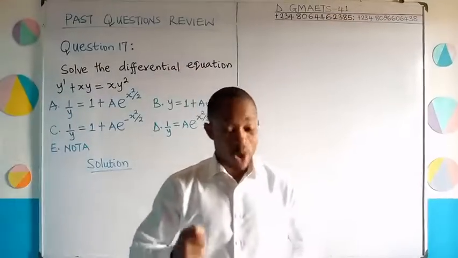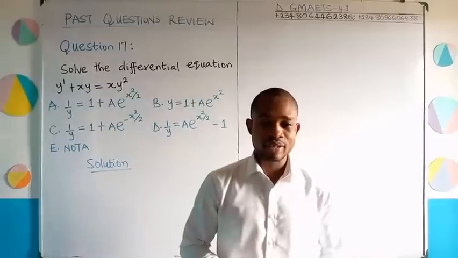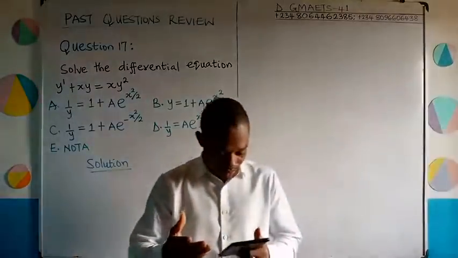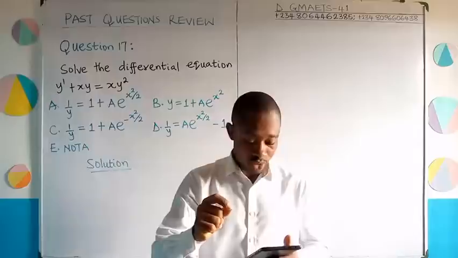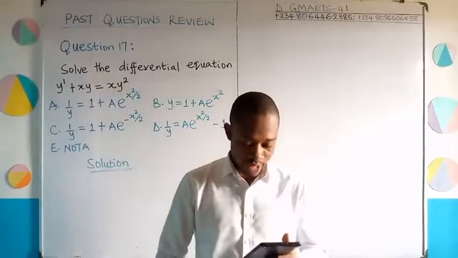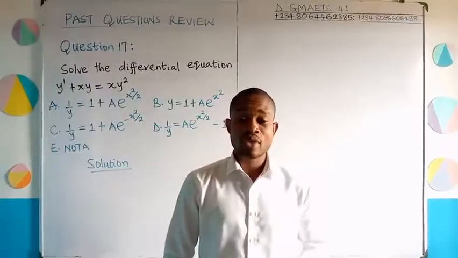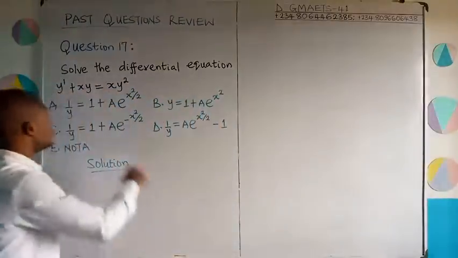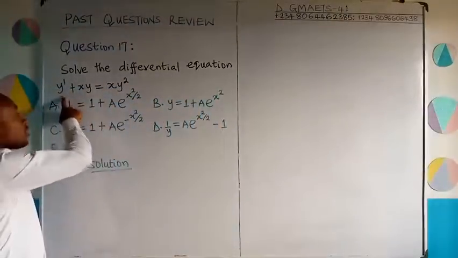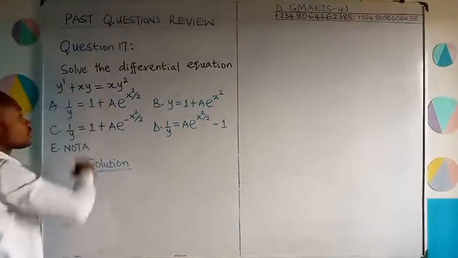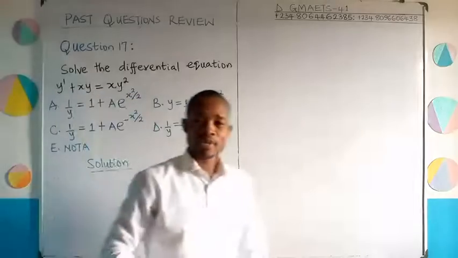Now we're moving on to question number 17. From here it reads, solve the differential equation y prime plus xy equal to xy raised to the power 2. Alright, so we're going to solve the differential equation dy/dx, our y prime here, plus xy equal to xy raised to the power 2.